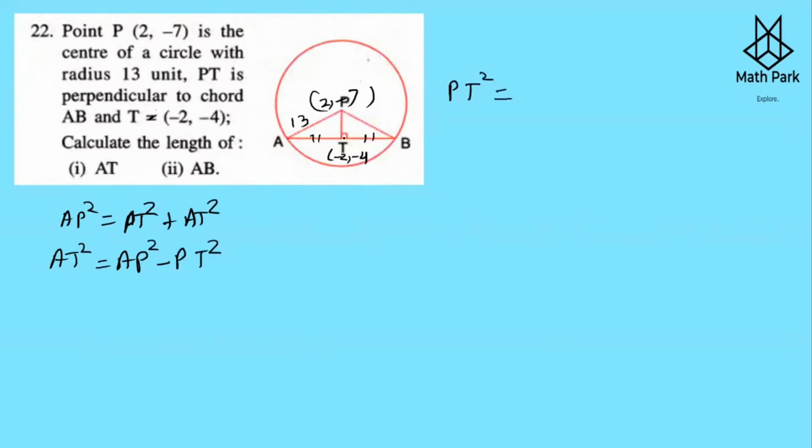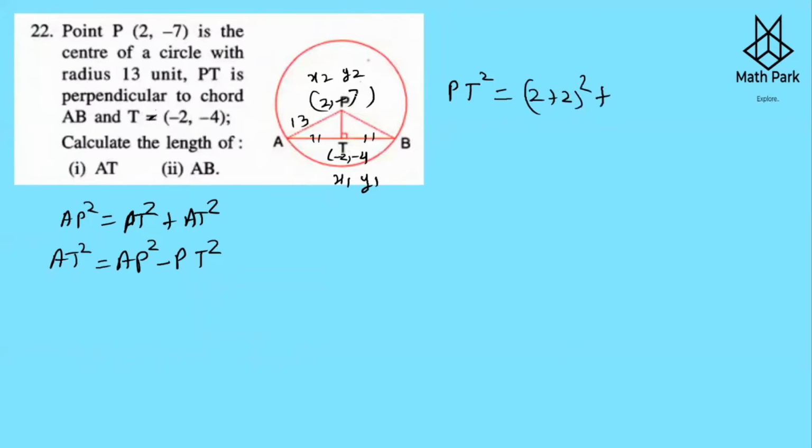Directly, we are going to find PT square. So for PT square, we will be using this point, minus 2, minus 4, as my x1, y1. And 2 and minus 7 is going to be my x2, y2. So x2 minus x1, 2 minus of minus 2 becomes 2 plus 2, the whole square.